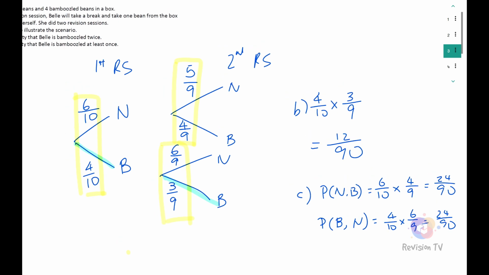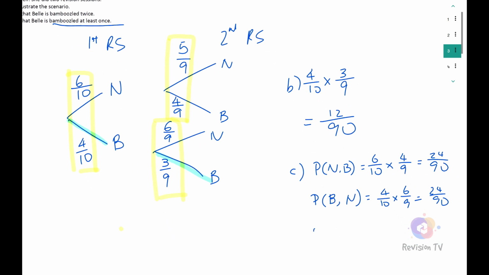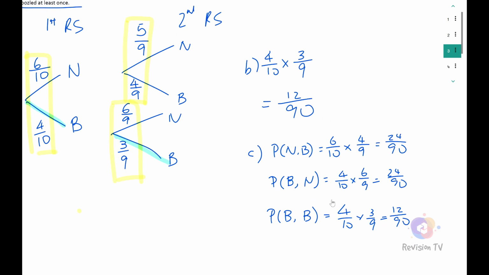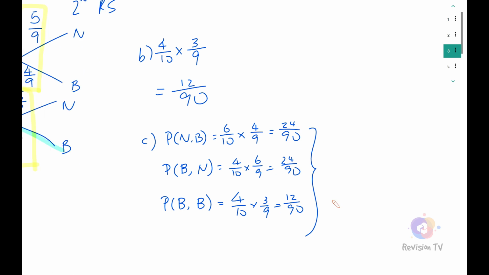Or, because it says bamboozled at least once, it means she can be bamboozled twice. That would be quite disgusting. Literally disgusting flavor. B and B, so that will be 4 out of 10 times 3 out of 9. That will be 12 out of 90. So altogether, the total probability is 24 plus 24 plus 12, which is 60 out of 90. Or you can simplify it to 2/3. That means she's very likely, more than half a chance, of getting bamboozled at least once.